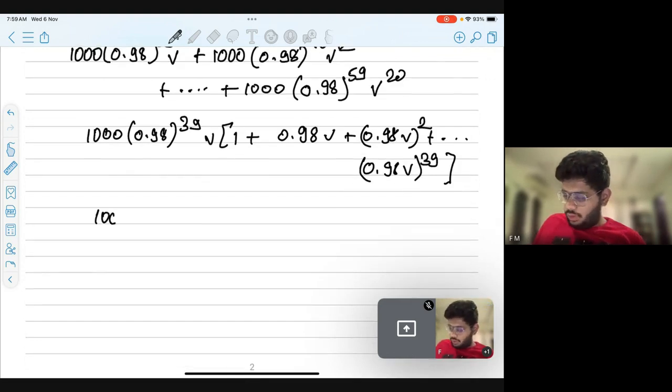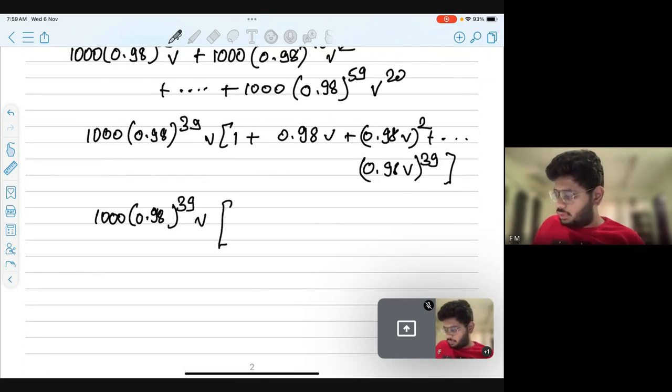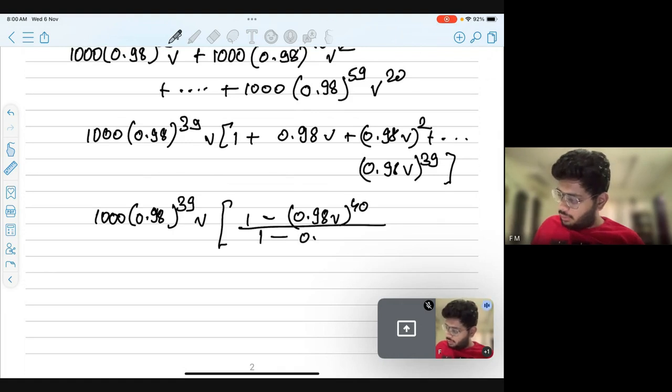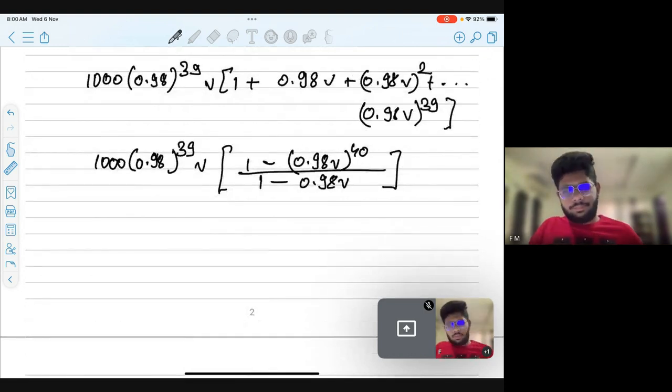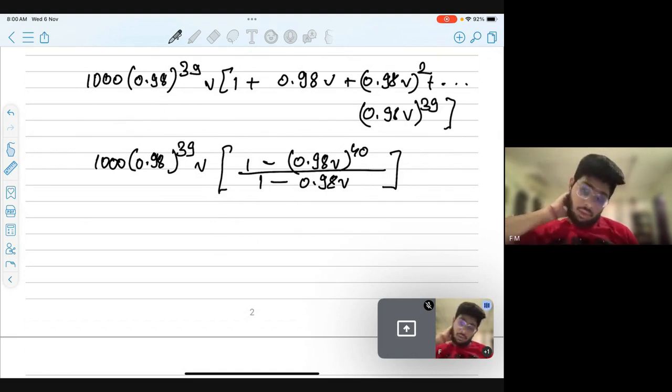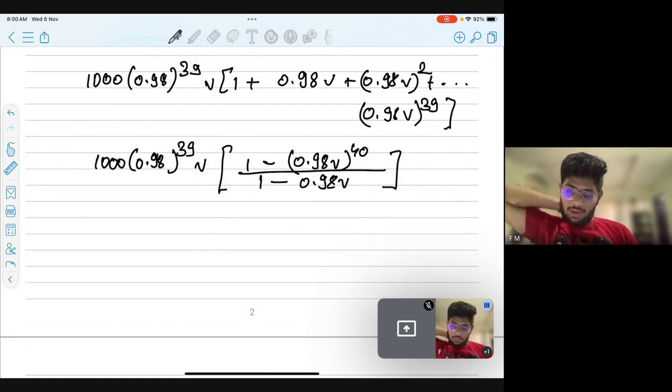So 1000 times 0.98 to the 39 v times 1 minus 0.98 v to the 40 upon 1 minus 0.98 v. Solve it. How will it be a something? It could be a something, but then you have to be very careful with the rate.